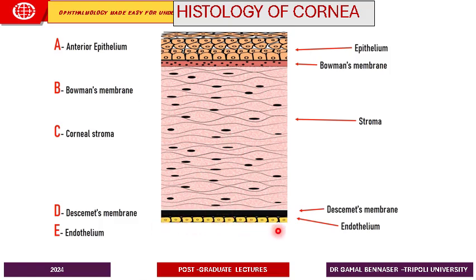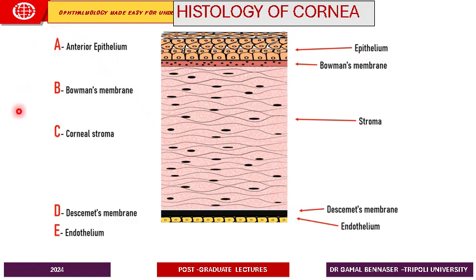However, recently another 6th layer has been found here in this area, which is known as the pre-Descemet's layer or the Dua's layer. But for you as students, if you say the cornea is 5 layers, it is accepted. If you say it is 6 layers, it is also accepted, provided you name this layer, which is the Dua's layer or the pre-Descemet's layer.